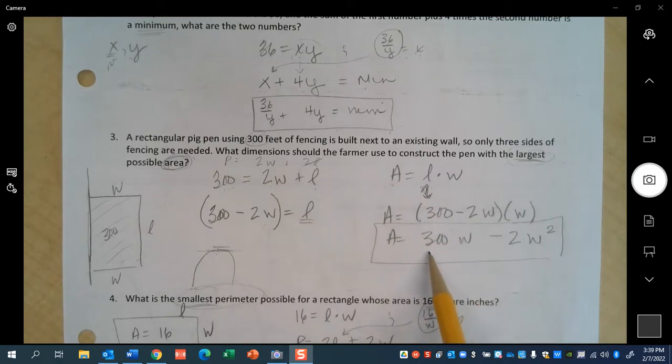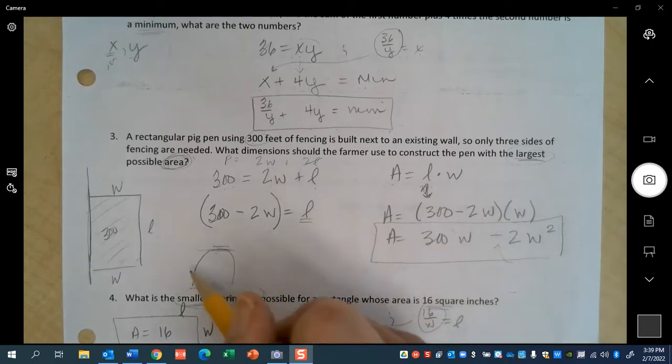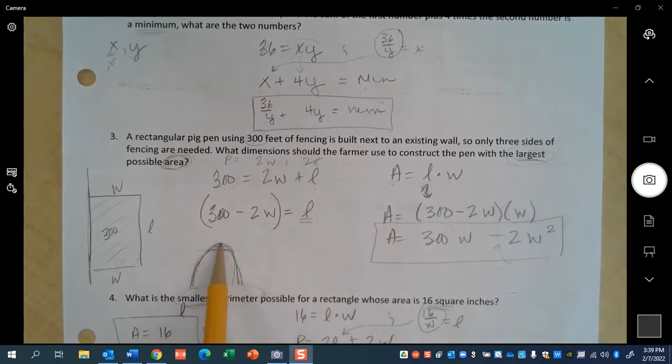So I know that I have 300 minus 2W, which is the same as L, times my W, and this is going to be my equation that I'm going to then find the maximum of. And take note, here my quadratic is negative, so I know my graph is down like a frown. So when I go to find the maximum, it'll be this point here that has a derivative, the slope of the tangent line, equal to 0. That's what's coming next.